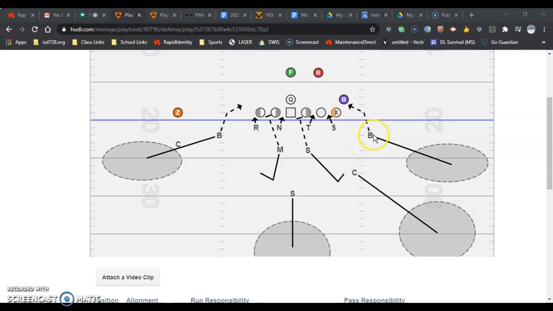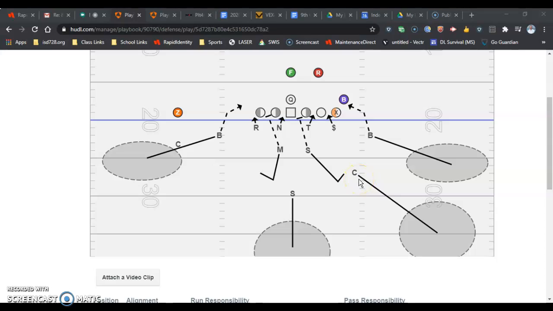The 2 bandits will be force player responsibilities, meaning that they are the outside edge. They cannot let anybody outside of them. So bandit is a force player, meaning that we want to keep everybody inside of us. We have outside contain.